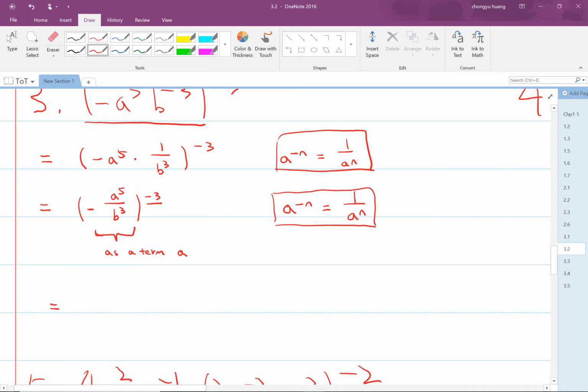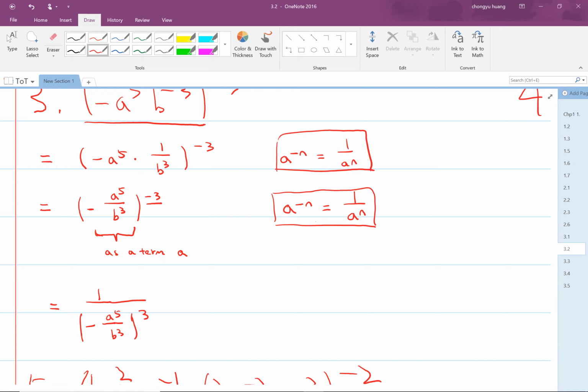The answer is going to be 1 over negative. It's still negative inside, so negative a to the power 5 and then b to the power 3, right? Let me write that more clear: a to the power 5, b to the power 3, all to the power 3, right? So that's how you simplify a little bit more. I think everyone does understand it, right?